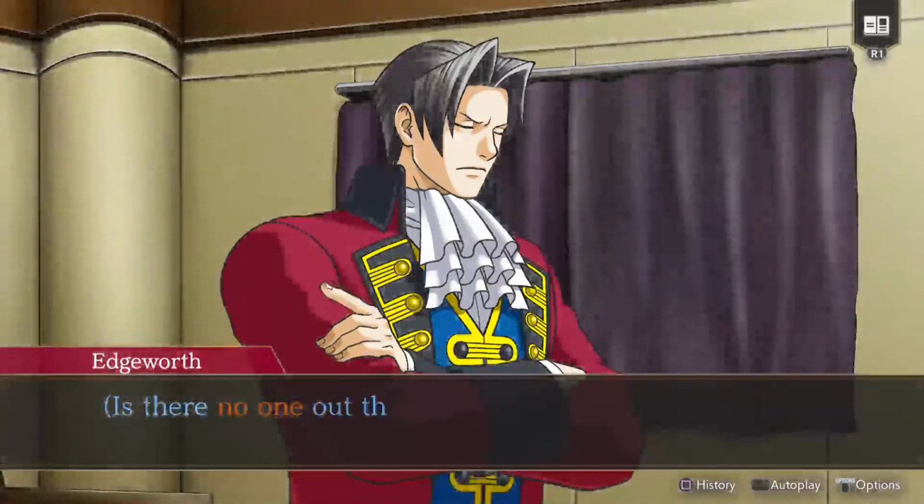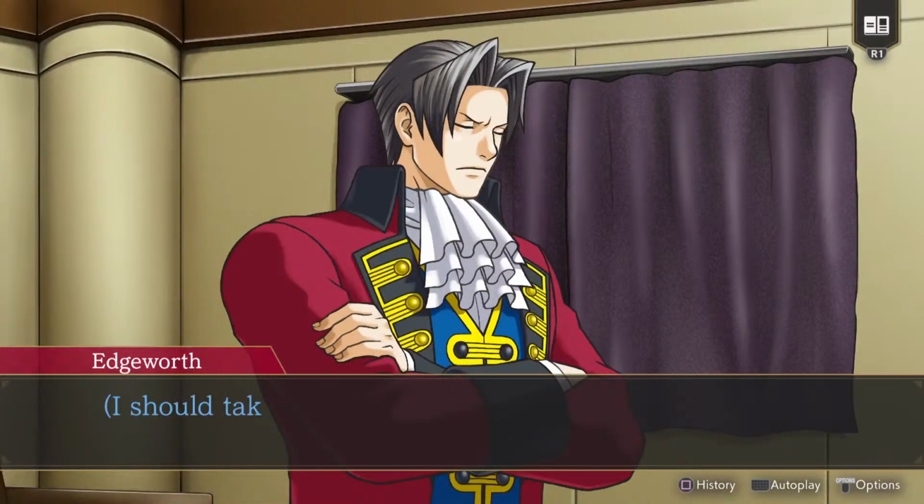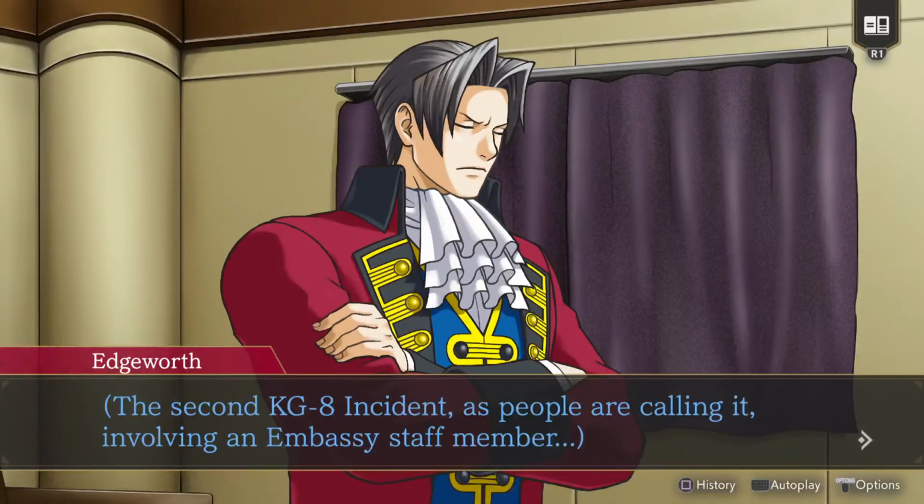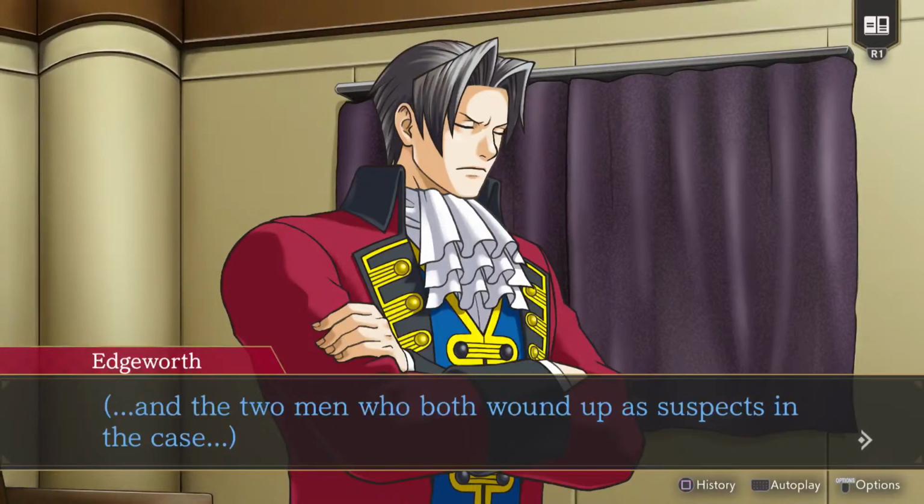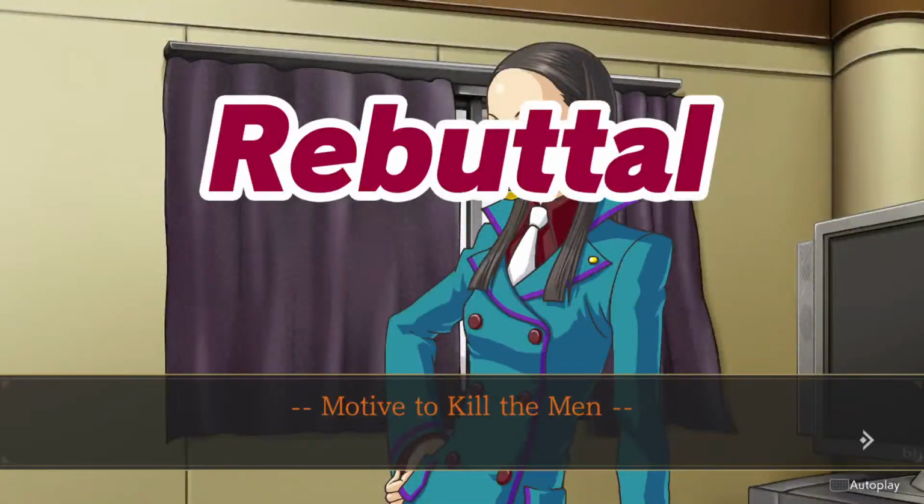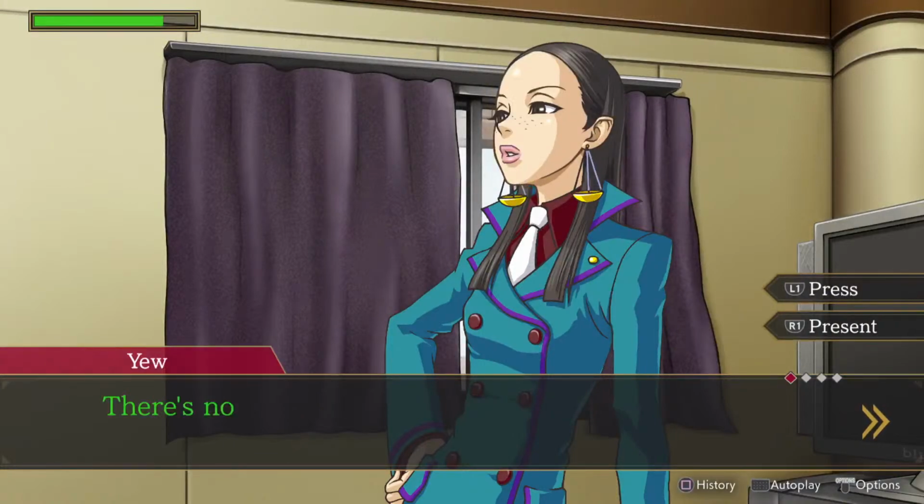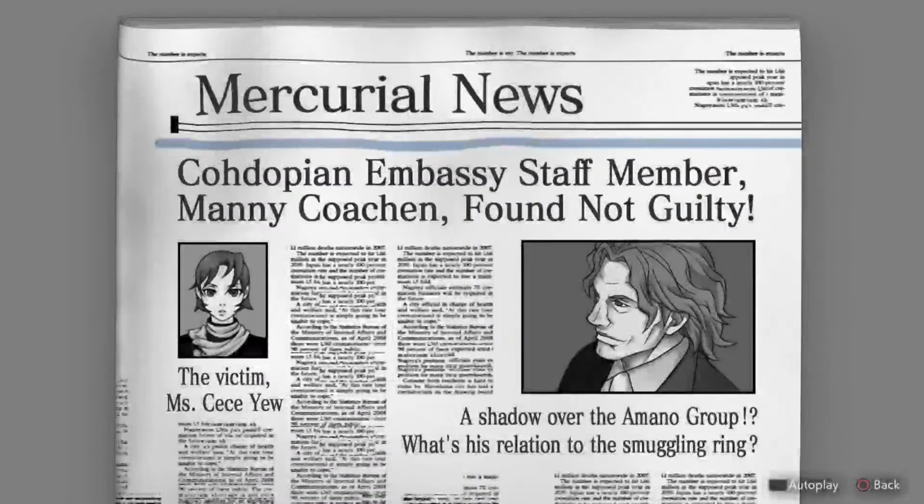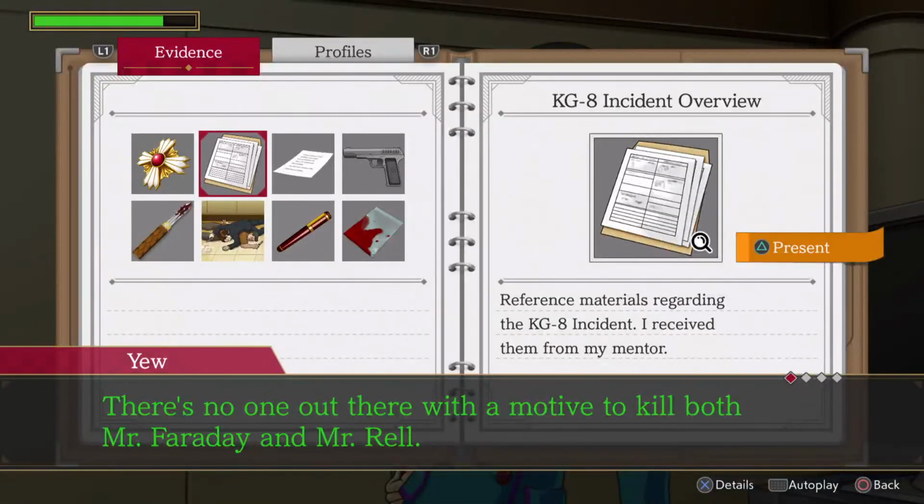I wonder if that's really true. Is there no one out there with a grudge against both men? I should take another hard look at the evidence for this morning's case. The second KG-8 incident, as people are calling it, involving an embassy staff member, and the two men who both wound up as suspects in that case. Is there someone else I'm overlooking who is somehow related to them? The assistant is dead, and you let the guy off for it. I feel like it might be this one, staff member Manny Coachen, not guilty.